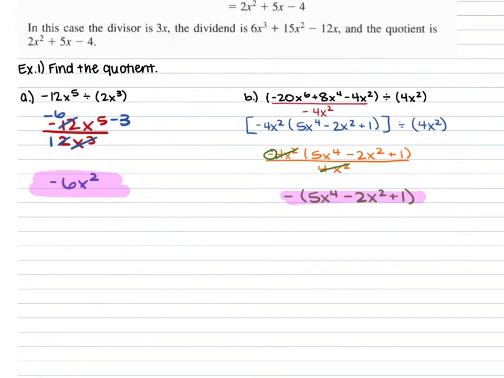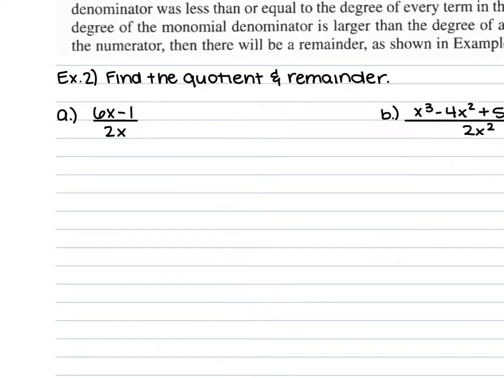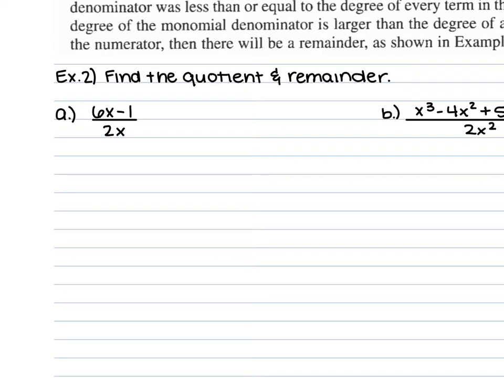For our next example, it is already in fraction form for us. With this, we can write it as long division and use long division for it as well, which is what we are going to do. When you give the remainder of these, the remainder stays over your denominator.